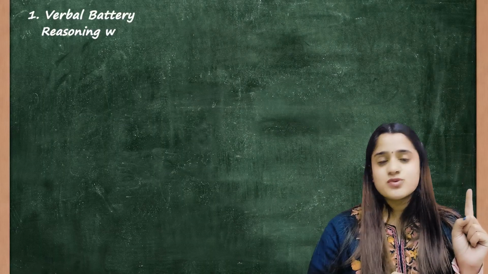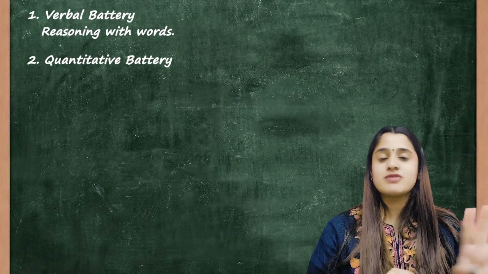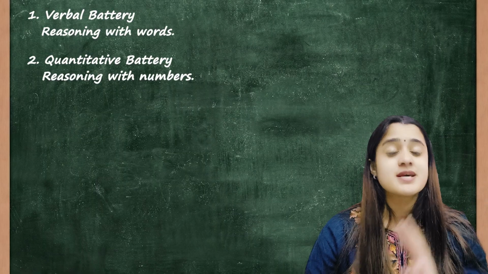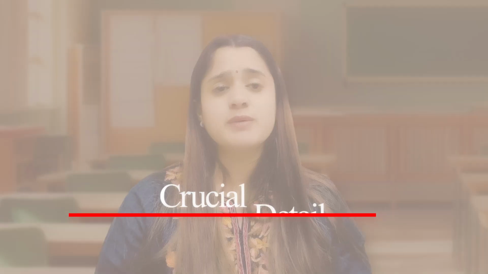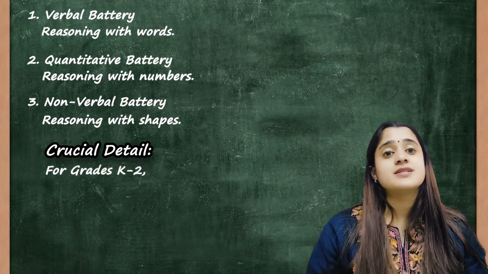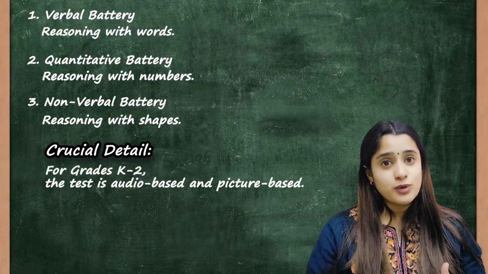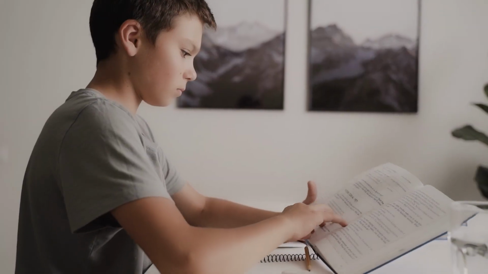Now the 3 batteries are: the verbal battery, which includes reasoning with words; the quantitative battery, which includes reasoning with numbers; and the non-verbal battery, which includes reasoning with shapes. Now an important detail here. For grades K to 2, the test is audio based and picture based, and the teacher reads the question. For grade 3 and up, students must read the question themselves.